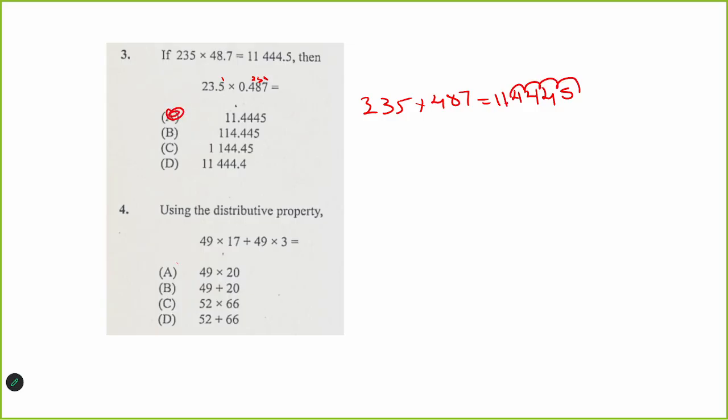This one here, the distributive law says to take whatever they have in common. What do these two things have in common? 49. So it'll be 49, open bracket, 17 plus 3. 17 plus 3 is 20, so it'll be 49 times 20.